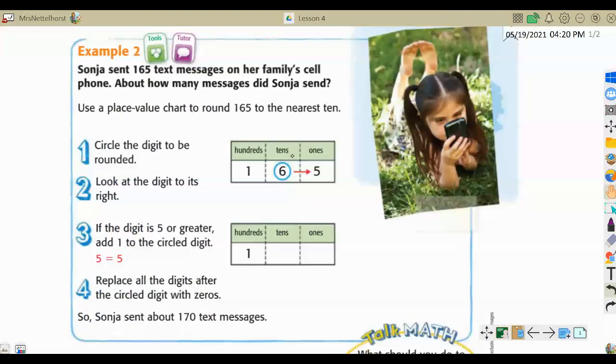Sonia sent 165 text messages on her family's cell phone. About how many messages did Sonia send? Use a place value chart to round 165 to the nearest 10. Remember, we're still working in the tens place, so we're going to underline the tens. Okay, now they say look to the digit to its right. That is a 5. So since it is a 5, you need to increase your tens digit by 1. So this becomes a 7, this becomes a 0.